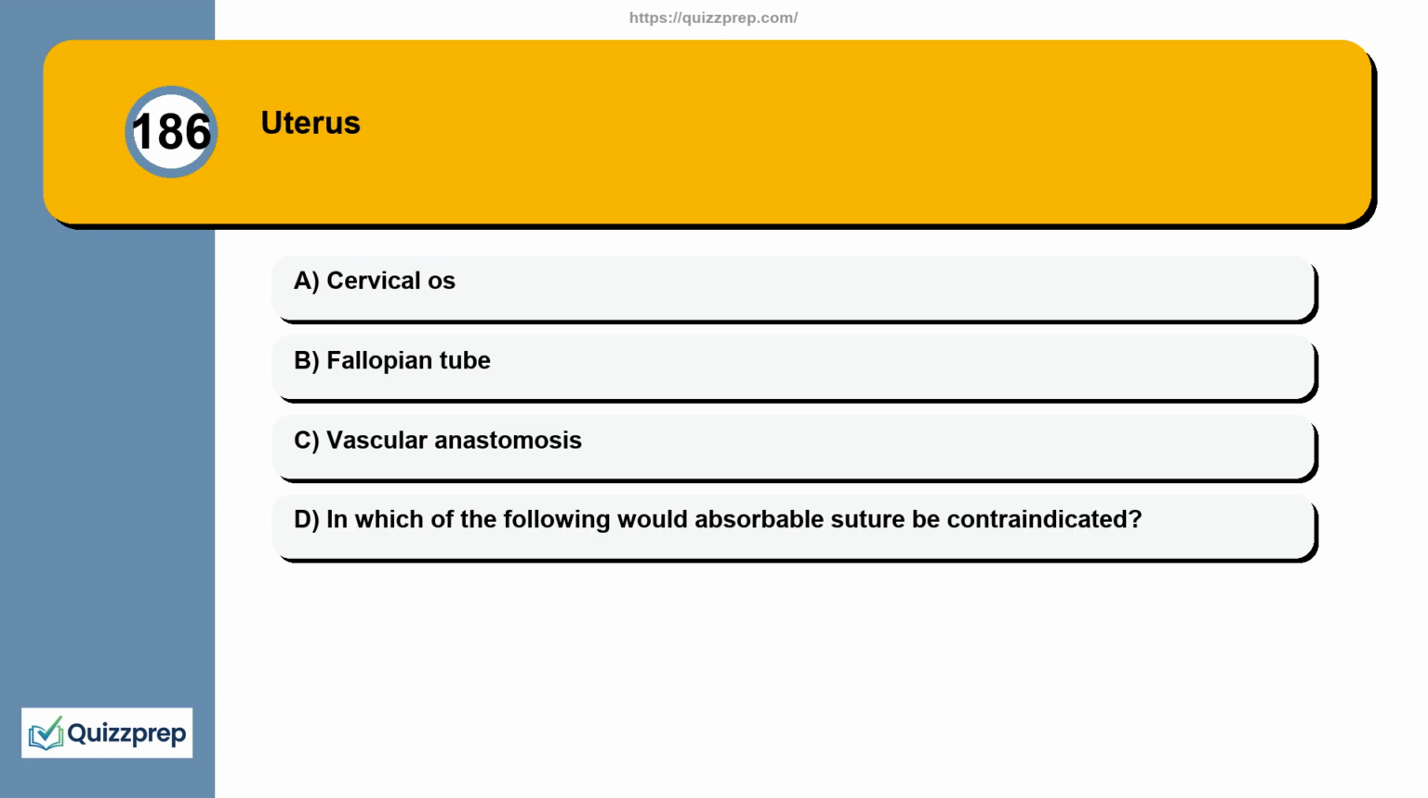Question 186. Uterus. Option A, cervical OS. Option B, fallopian tube. Option C, vascular anastomosis. Option D. In which of the following would absorbable suture be contraindicated? The correct answer is option Nan.